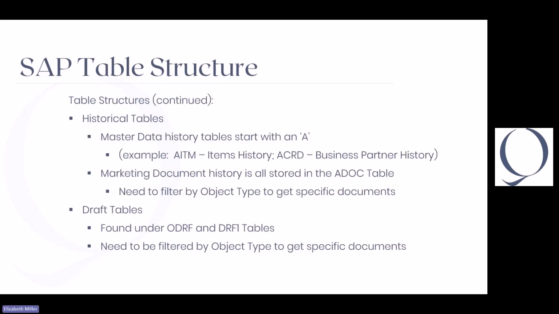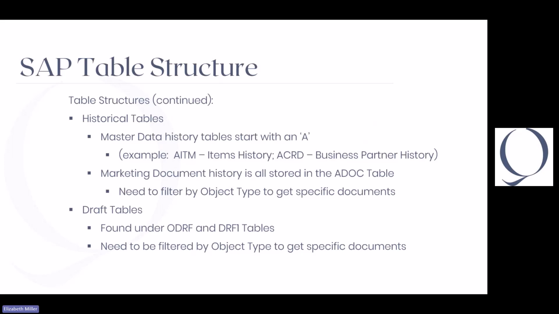As far as historical tables, if you're ever looking to query what something was in the past or do a changelog type of query, again, we're not going to be touching too much on that today, but I wanted to give you some basics of how that naming structure is. You'll find that the master data tables for history will start with an A. For example, the items history table is AITM, where the current data table is OITM. The historical would be AITM.